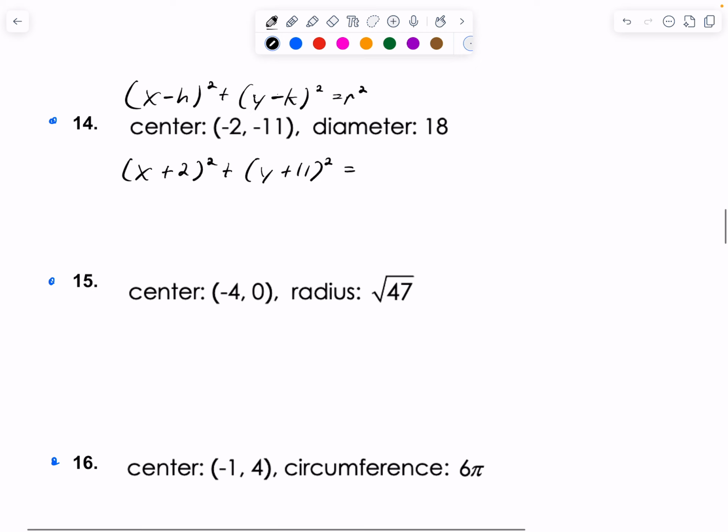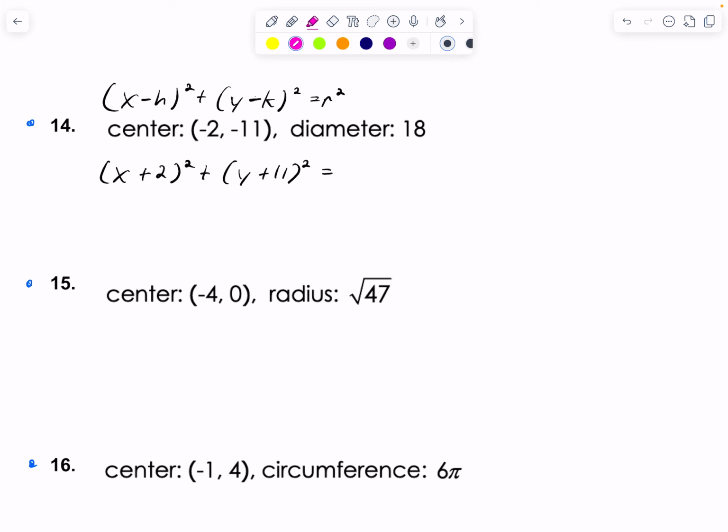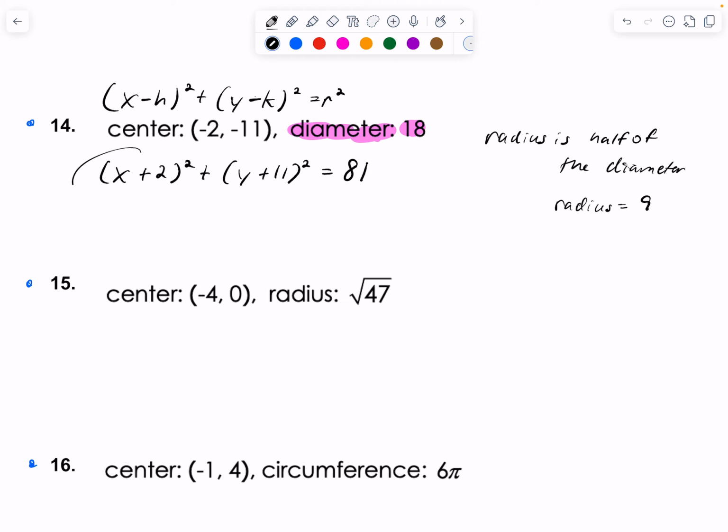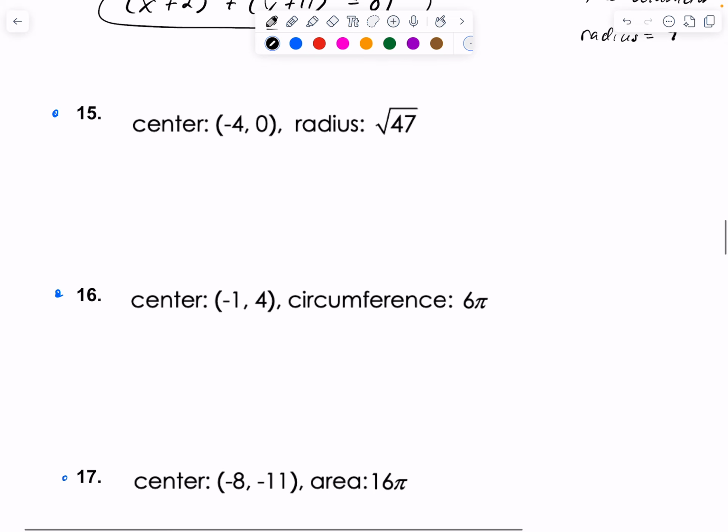Now, they don't give me the radius, but they do give me the diameter, right? The diameter is 18, and I know that the radius is half of the diameter. So my radius is equal to 9, all right? And then to plug in to get my answer, I'm going to square that. So 9 squared is 81. So this is the equation for 14. Let's do 15, all right?